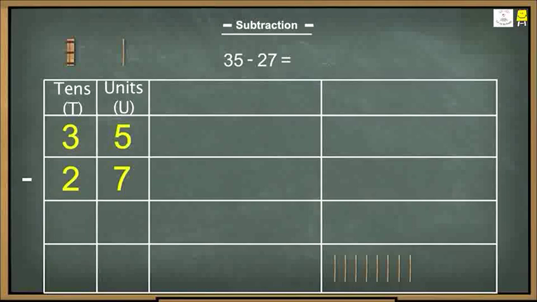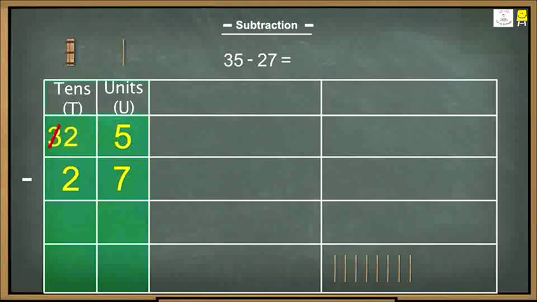Now that we have understood this, let us see how to solve the actual problem. We saw earlier that because we can't subtract 7 units from 5 units, we need to borrow 1 ten. From the 3 tens that we have, let us take 1 ten and convert it into 10 units. And so, we are left with 2 in the tens column. That is, we are left with 2 tens.